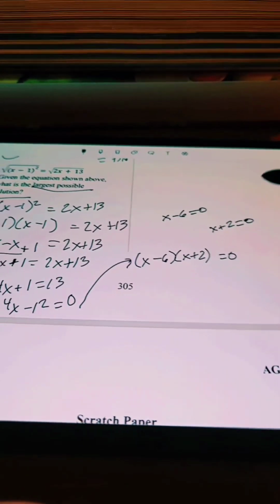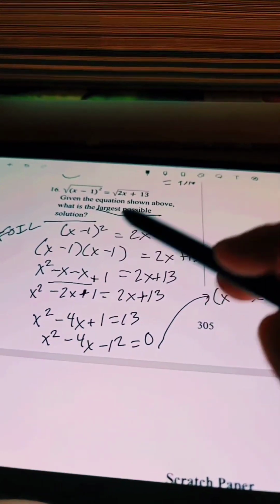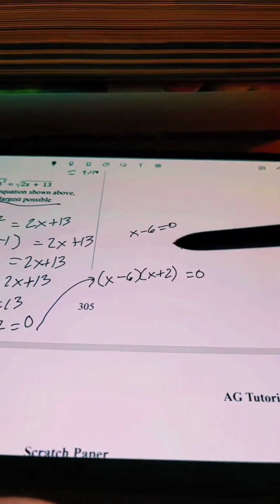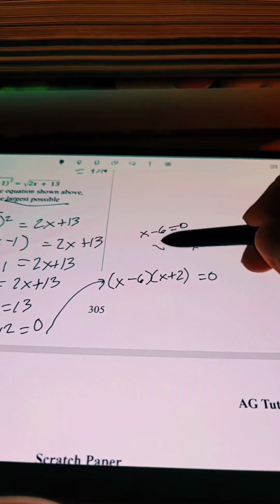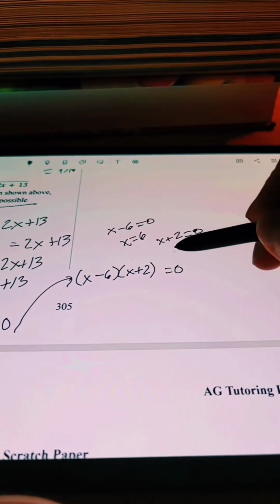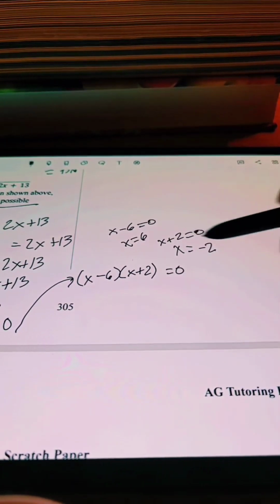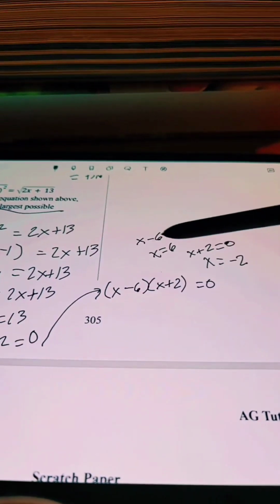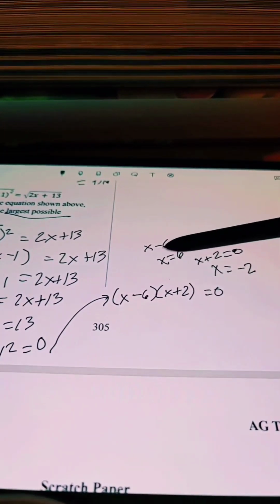And then I'm going to pick whichever of the x's is largest because I want the largest possible solution. So I'm going to add 6 to each side, and that's going to give me x is equal to 6. I'm going to subtract 2 from each side. That's going to be x is equal to negative 2. So which of these is the largest one? Well, this one.